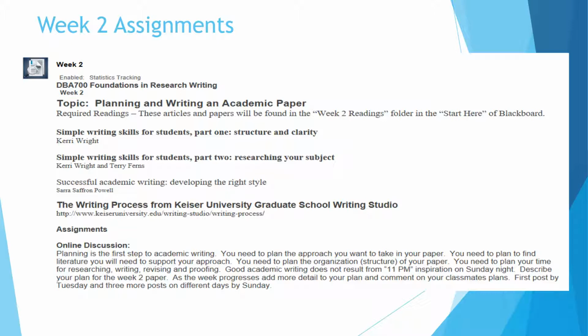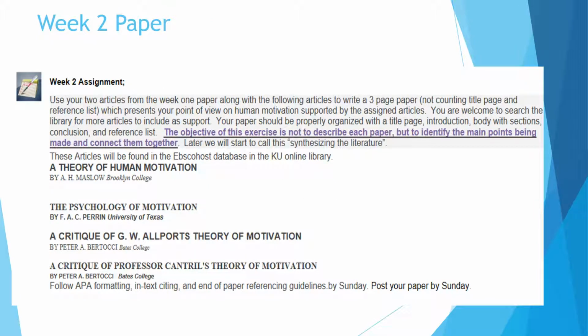Was it from a peer-reviewed journal? Is it something that's actually been reviewed as being valid and reliable? Or is it something that is just somebody else's opinion? Okay, so that's the idea of the discussion on the first week of the week 2.